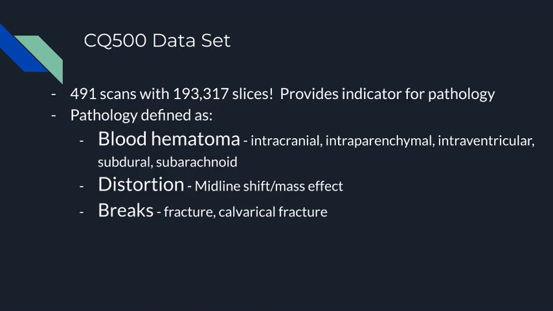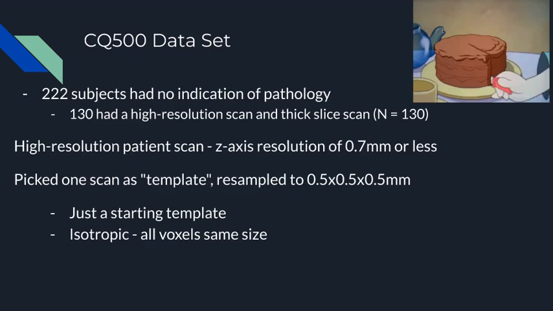The released data is 491 scanning sessions from clinical data, which includes patients with pathology, like hematomas or brain bleeds, physical distortions of the brain due to a number of reasons, and breaks, namely skull fractures. We want a healthy template as much as possible from this data, so we first subset the data to the 222 who had no indication of pathology.